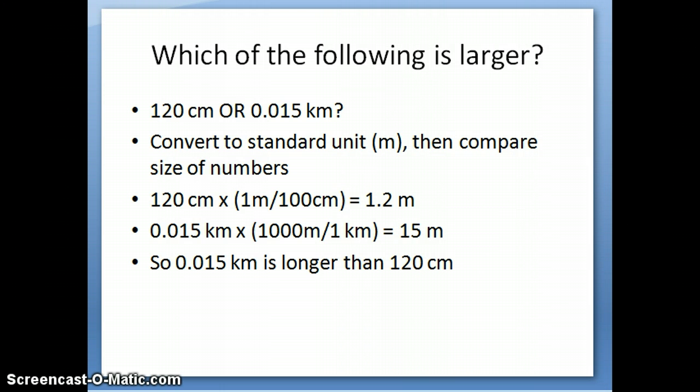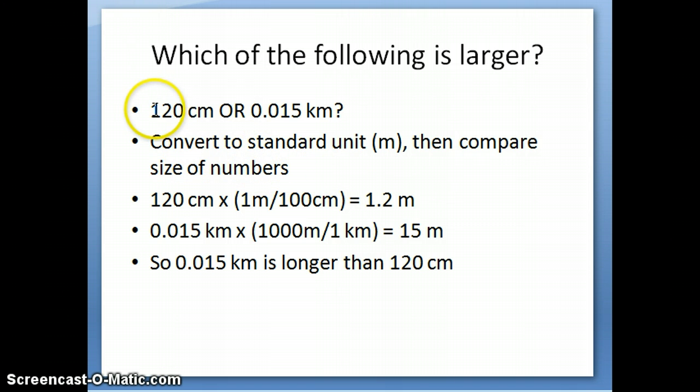One of the questions that you always have in science is comparing two different metric units. For example, which of the following is larger, 120 centimeters or 0.015 kilometers? The trick to do this type of problems is always to look at these units and convert them to their standard units, in this case meter, and then compare the sizes of the numbers.